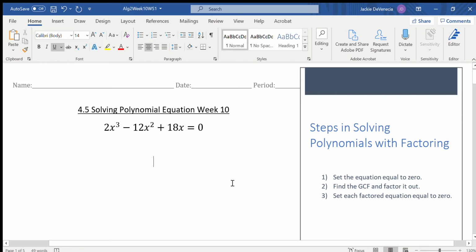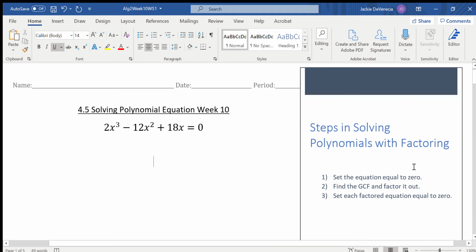Okay, so this week we're looking at solving polynomial equations, and we'll be using similar techniques that we've learned from solving quadratic equations, which is right over here. We need to make sure the equation is equal to 0, which for this example it already is. And then we have to find the greatest common factor and factor it out. And then 3, set the factored equation equal to 0.